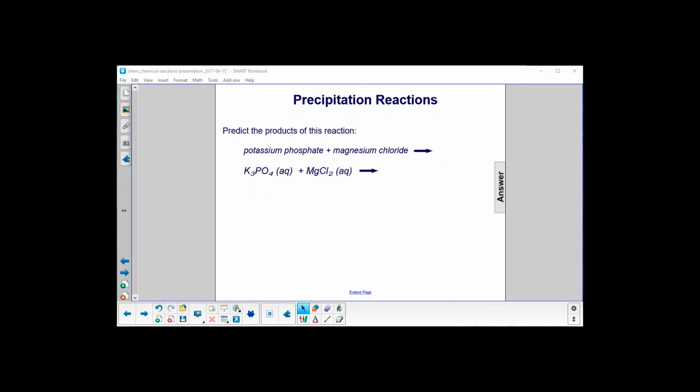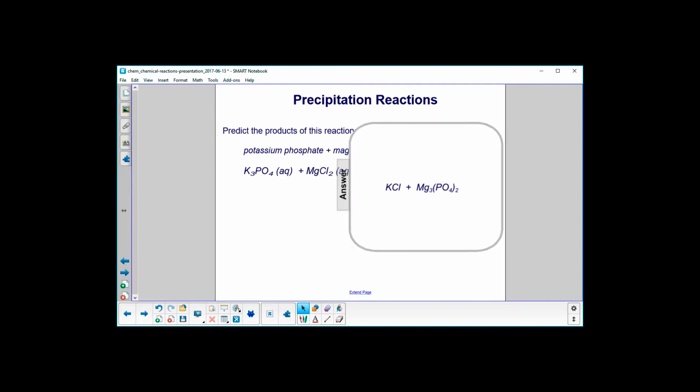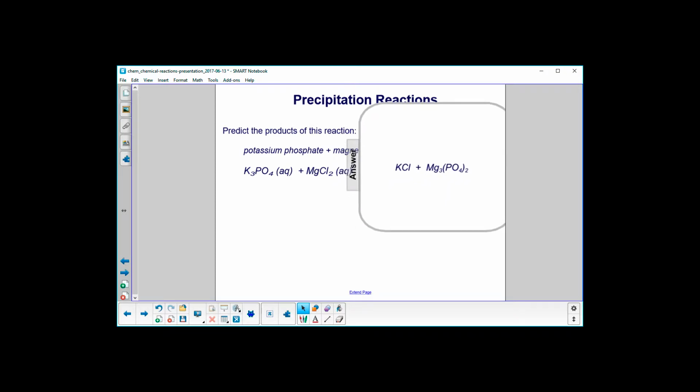Predict the products of this reaction, potassium phosphate plus magnesium chloride. So take a couple seconds or minutes, and when you're ready, pull out the tab. I'll wait a second here. Okay, let's pull out the tab and see what we have.